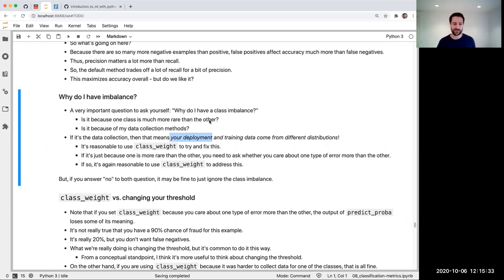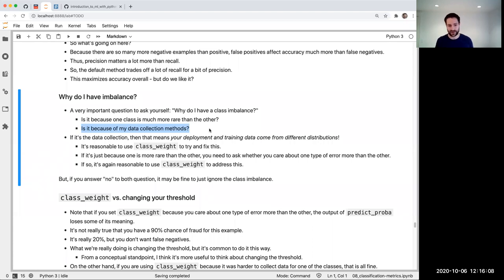Because if it's just your data collection method, and in the deployment case you're just going to get like 50-50 of the two classes, you might not want to mess up the whole class weight. You might just want to maximize accuracy, because when it comes to deployment there isn't going to be an imbalance, and you'll have kind of messed everything up if you dealt with the imbalance, but it was really just because you collected your data in a biased way. So think very hard about the deployment scenario and the type of errors you can get, and how much you care about the different types of errors.